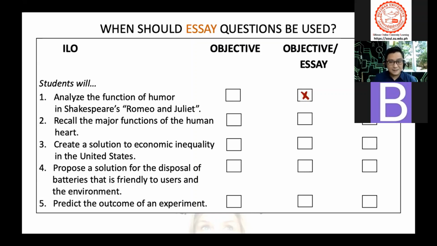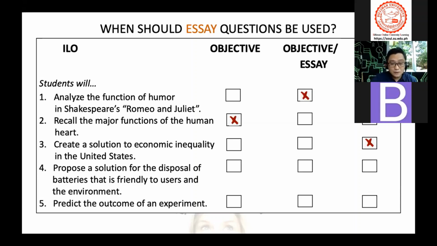Okay. But number two, recall the major functions of the human heart. You think this ILO is best tested or evaluated through essay? I guess you'll have to agree with me that this is really good for objective type. How about the next one? Create a solution to economic inequality in the United States. What do you think? All right, this ILO is ideally assessed through essay type of test. How about the next one?